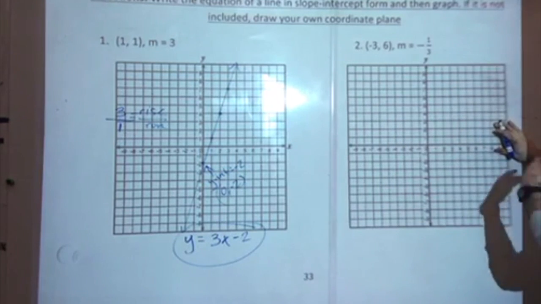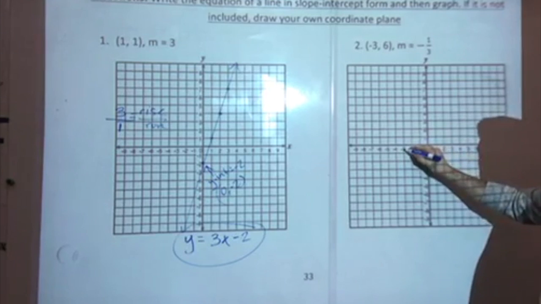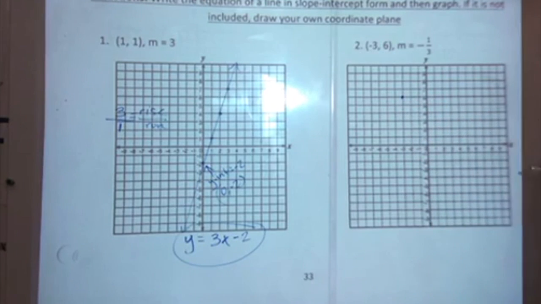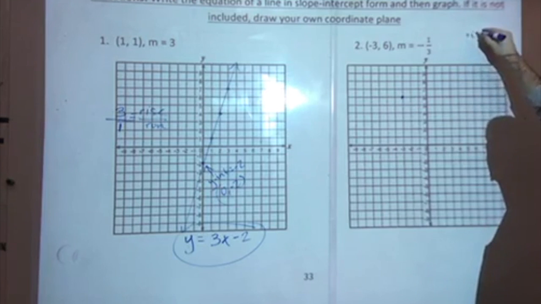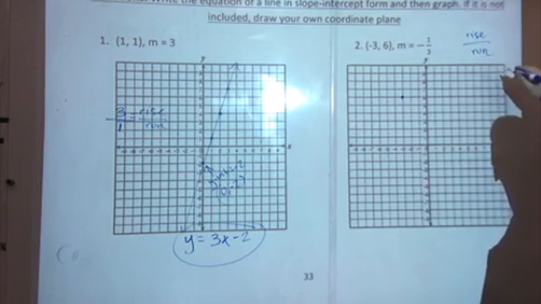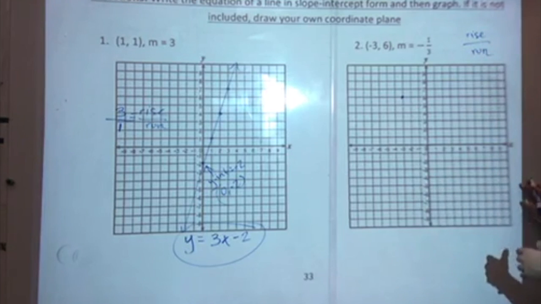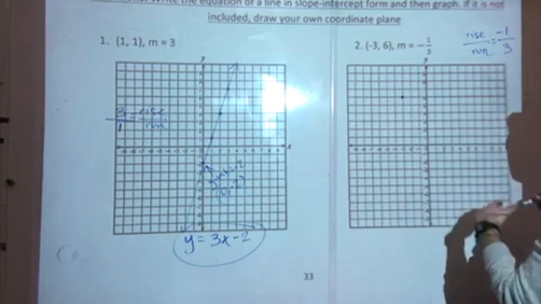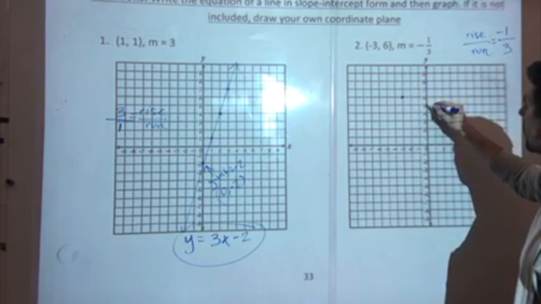Same idea with number 2. I'm given a point on that line. That's negative 3 and then positive 6. And I'm given a slope of negative 1/3. Again, slope we can say is equal to rise over run. When I'm given a graph, that's the way I like to calculate slope. So my rise is negative 1. My run is a positive 3, so I'm going to go down 1 over 3.